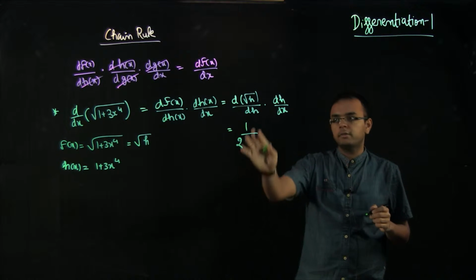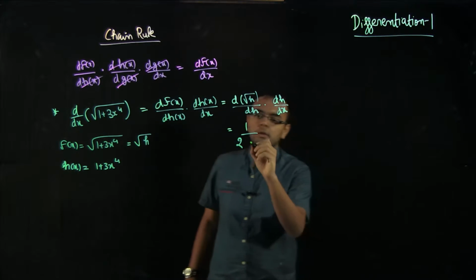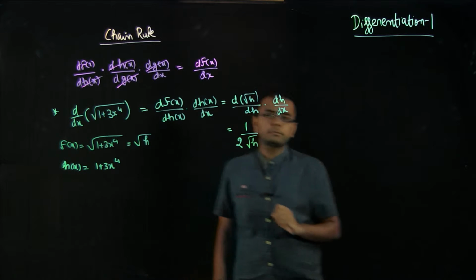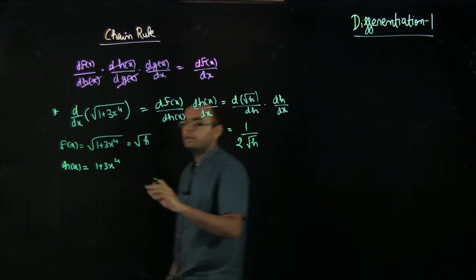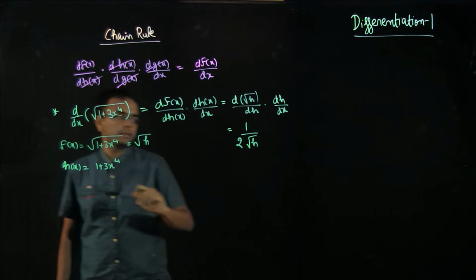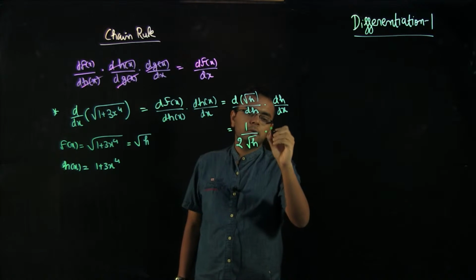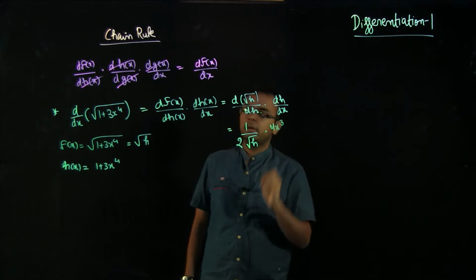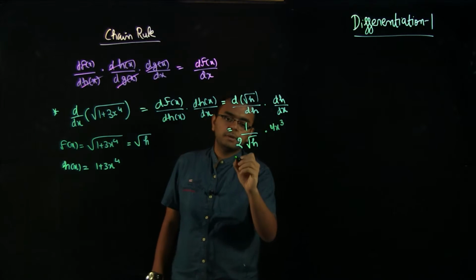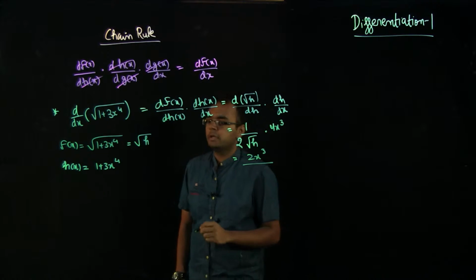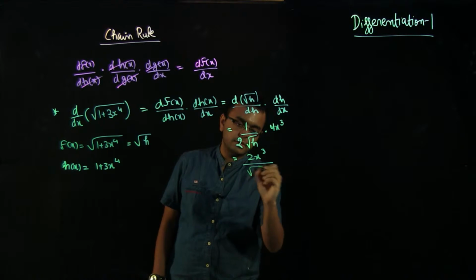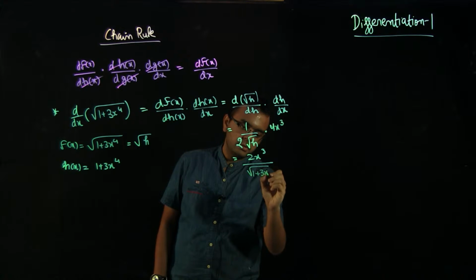So 1 by 2 is because this is root h, and then root h will come into the denominator, and then multiply with dh by dx. If you take the derivative of dh by dx, we know it is 4x cubed. So this will basically become 2x cube by root h, and root h is nothing but root of 1 plus 3x raised to the power of 4.